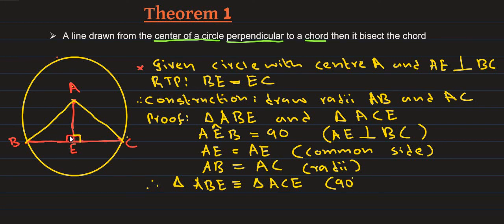Both triangles have 90 degrees. In a triangle with a 90 degree angle, the side opposite the 90 degrees is the hypotenuse. The hypotenuses are equal, and the other side is common. So hypotenuse and common side: we conclude that triangle ABE is congruent to triangle ACE.